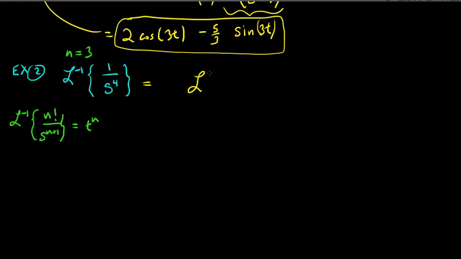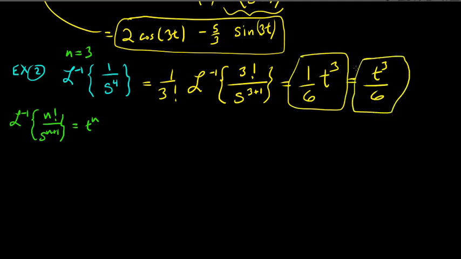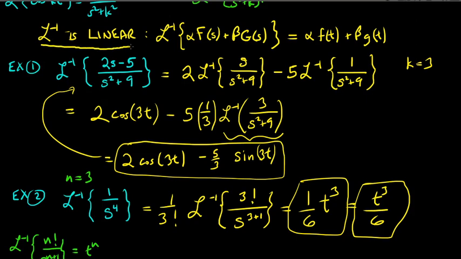Because it's just a number, that's not a problem. Just multiply by 3 factorial, I'll write it as 3 plus 1 if that helps, as long as you also divide by the 3 factorial, which is just 6, 3 times 2 is 6. So this is 1/6 times t to the power 3, or if you prefer, t cubed over 6. Not picky, either way is fine. So that's the idea. You just have to use the fact that the inverse transform, just like the forward transform, is linear.